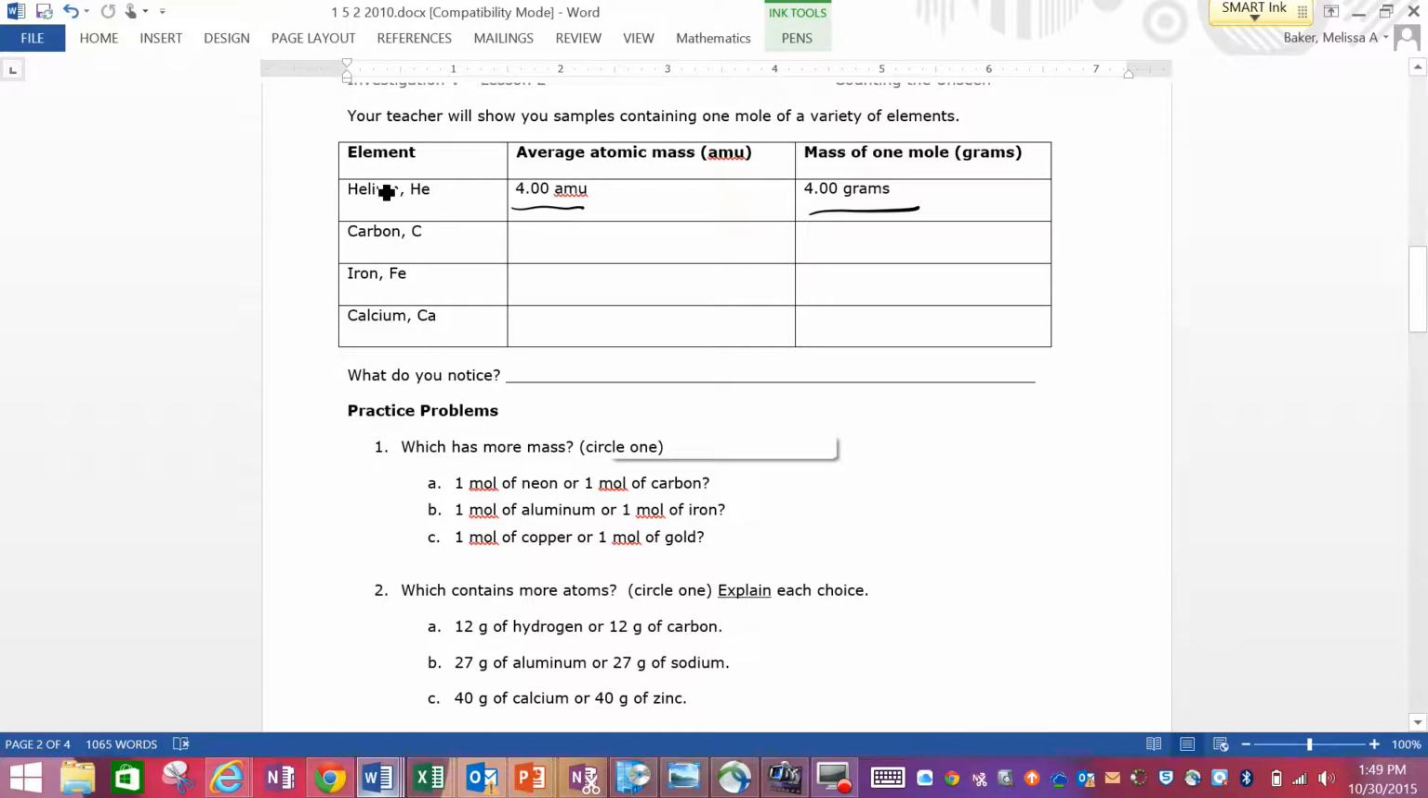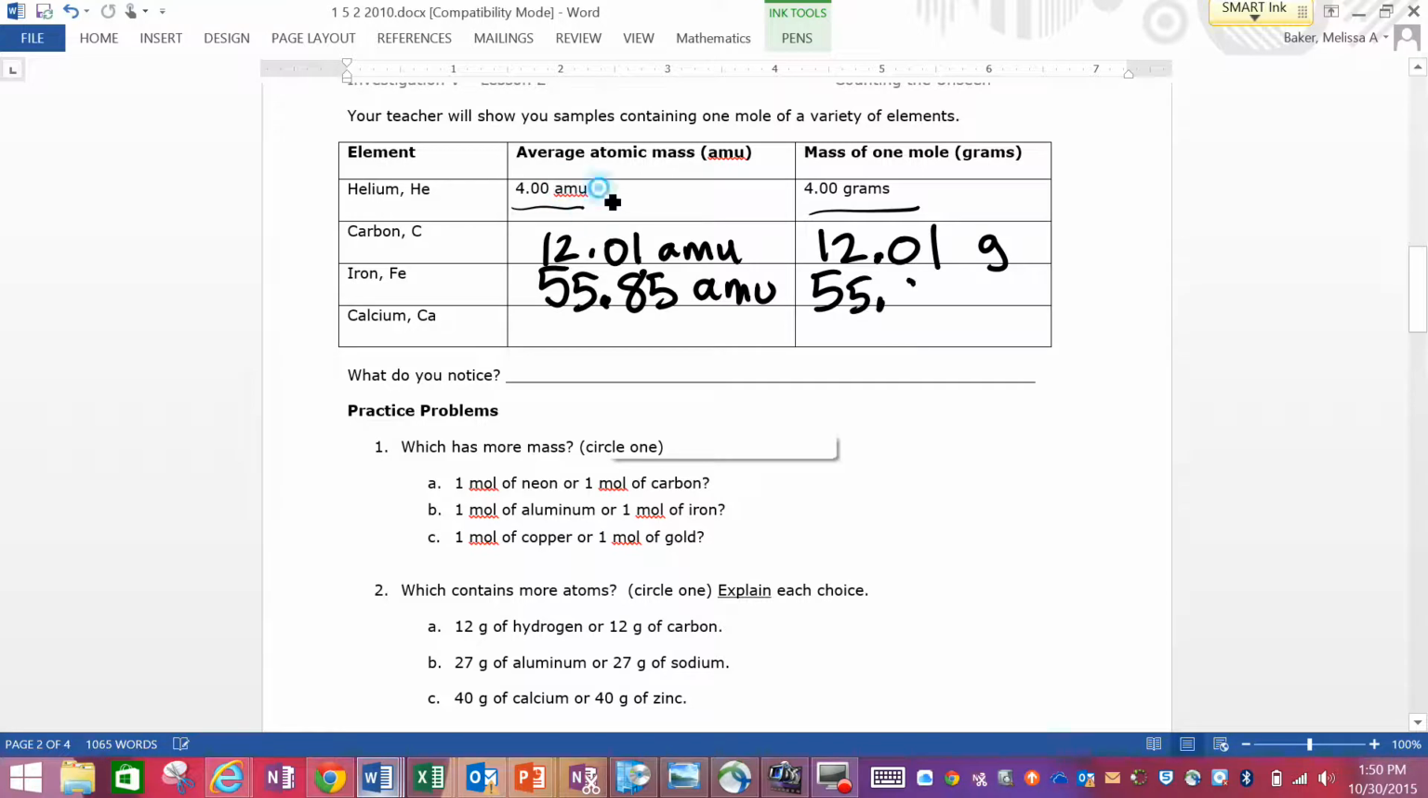So for example, if you've got 1 mole of helium atoms, they weigh 4 grams. In contrast, if you've got 1 mole of carbon atoms, they weigh 12.01 AMU, which is the same as now, 12.01 grams. Iron atoms are a little bit bigger. If you look at their average atomic mass on the periodic table, it's 55.85 AMU. And now we know that means 1 mole of iron atoms weighs 55.85 grams.